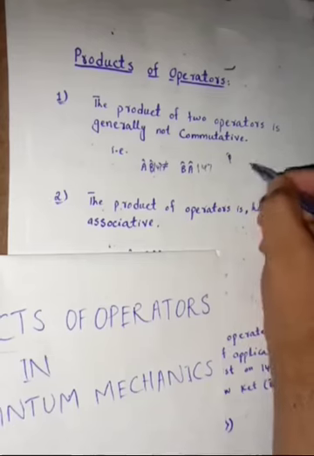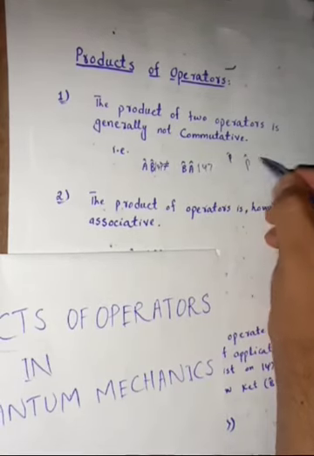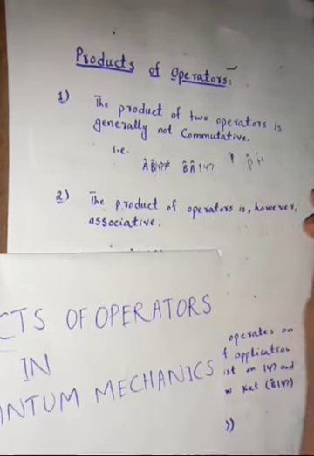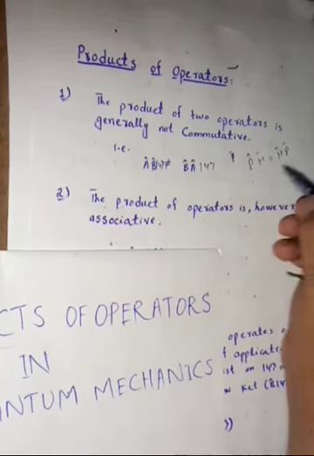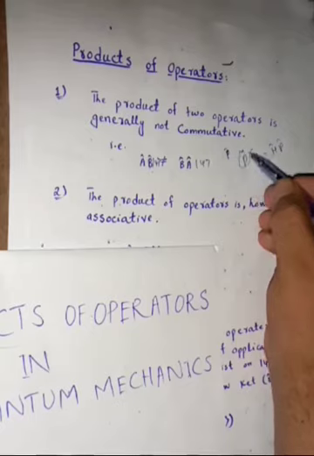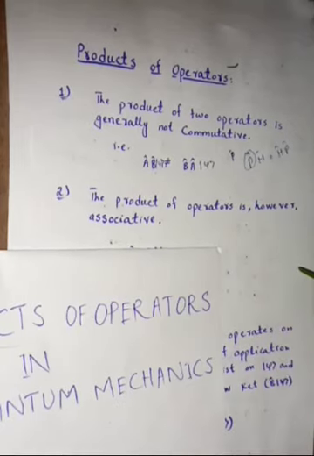For example, the exchange operator P commutes with the Hamiltonian operator, and that's why this exchange operator is called the constant of motion.